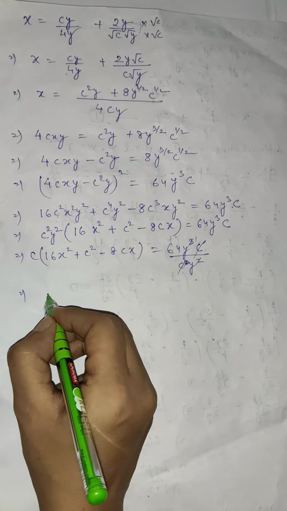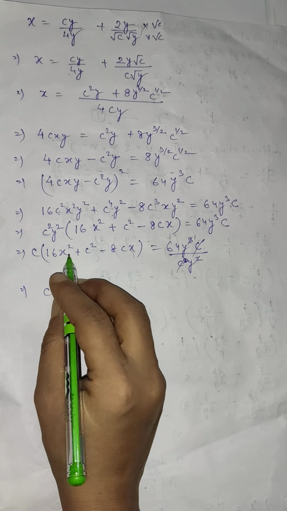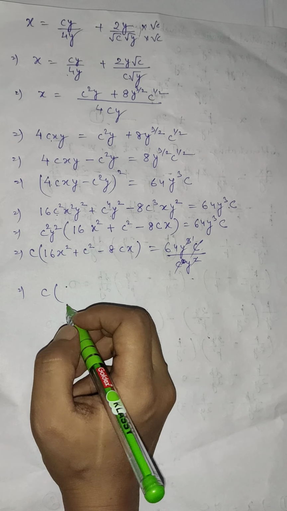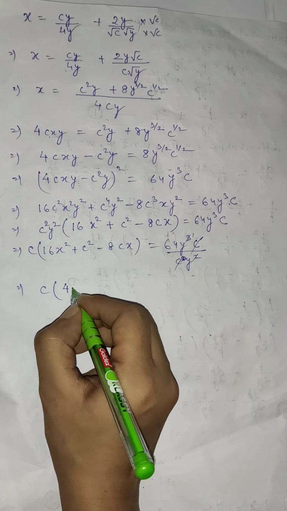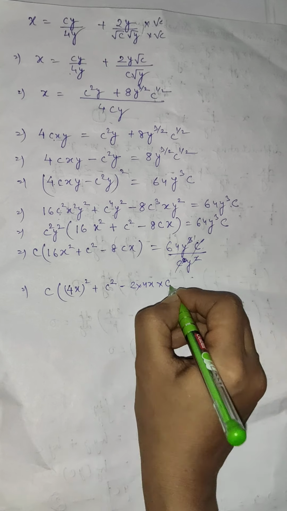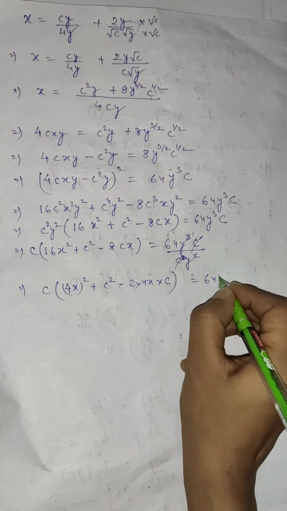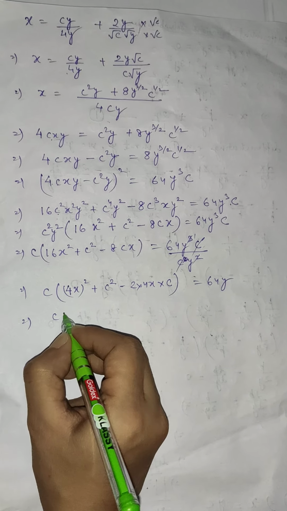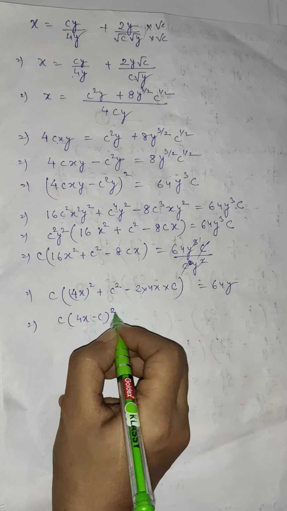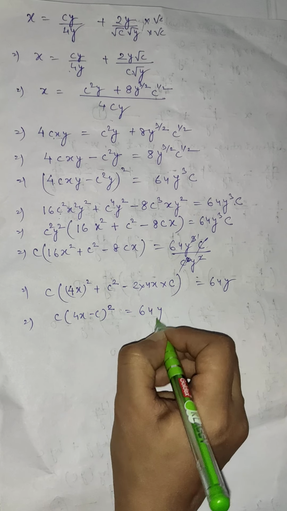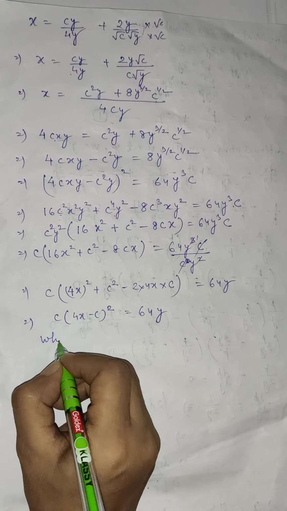So this becomes c times, and this is actually the formula for 4x minus c whole square. We can write it as 4x whole square plus c square minus 2 into 4x into c is equal to 64y. So c times of 4x minus c whole square is equal to 64y, which is the required solution.